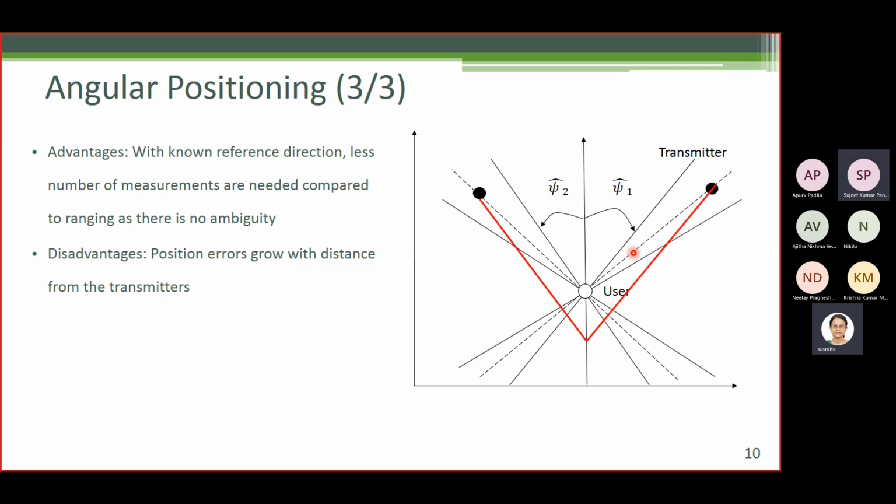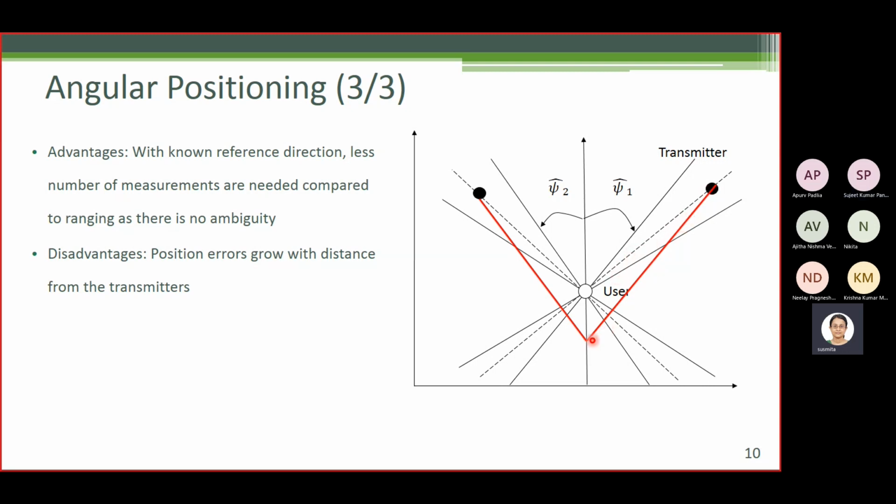Ma'am, no idea, ma'am. What did you say? Ma'am, no idea. I didn't get it, ma'am. What did you not get? The question or the explanation? Explanation, ma'am. Which explanation did you not understand? Whether the user position will be decreasing or increasing.